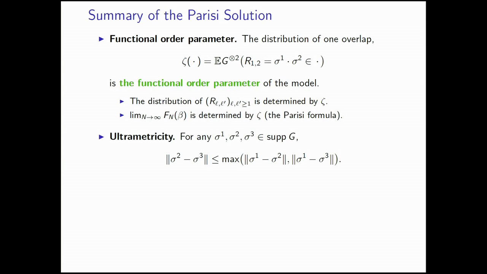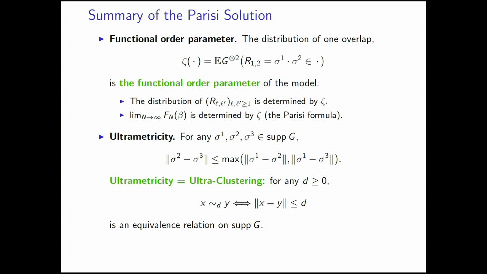Okay. Now, I promised you something better than clustering. Something better than clustering is called ultrametricity. Ultrametricity just means that if you look at any three points in the support of your random measure, they will satisfy the strong triangle inequality, the ultrametric inequality. In other words, the support of your measure is an ultrametric subset of the Hilbert space.